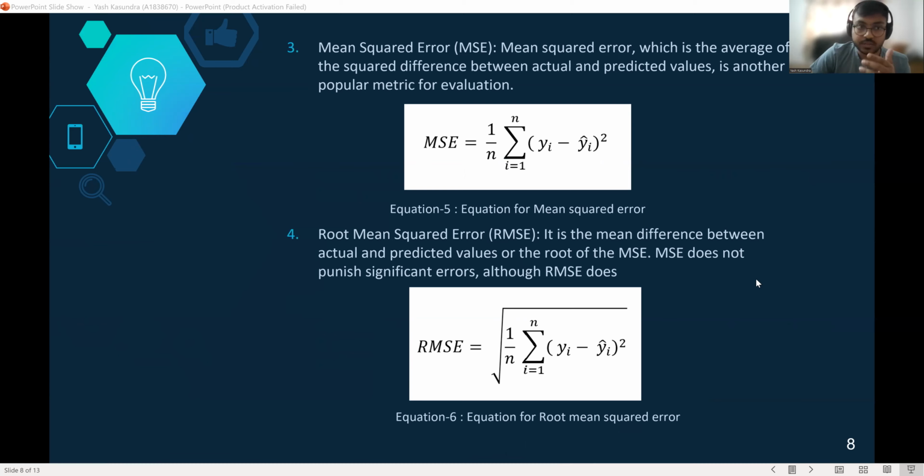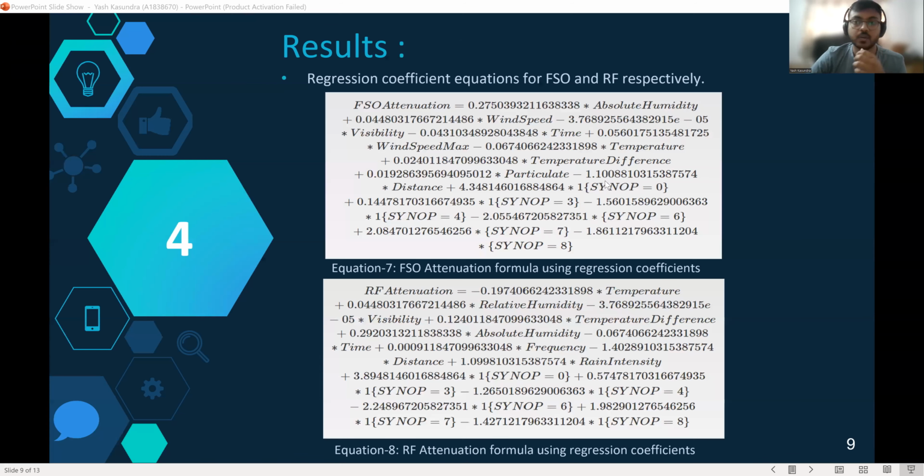Let's move on to the results section. Over here, you can see the two attenuation equations created using linear regression coefficients and the top 15 associated features from our linear regression models. These equations allowed us to determine which features had the most significant impact on attenuation for both FSO and RF, respectively.